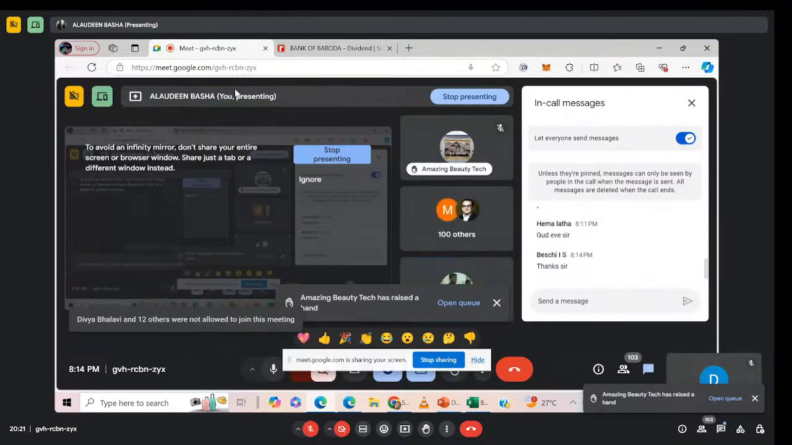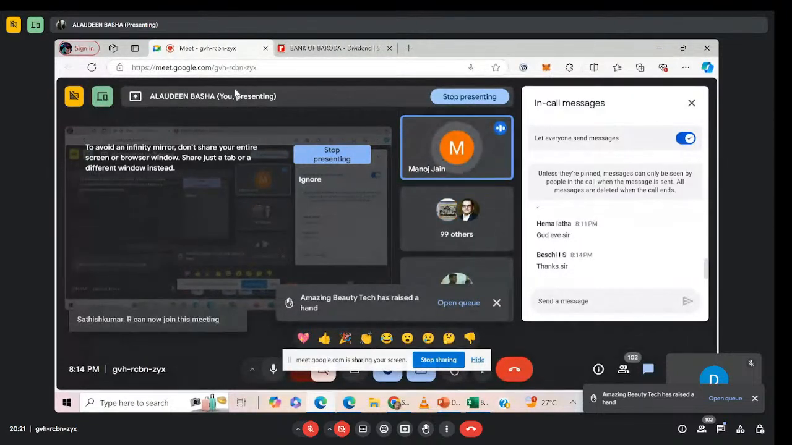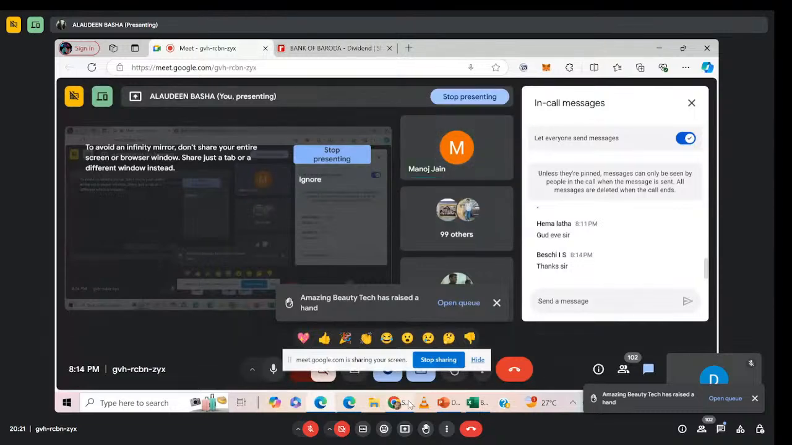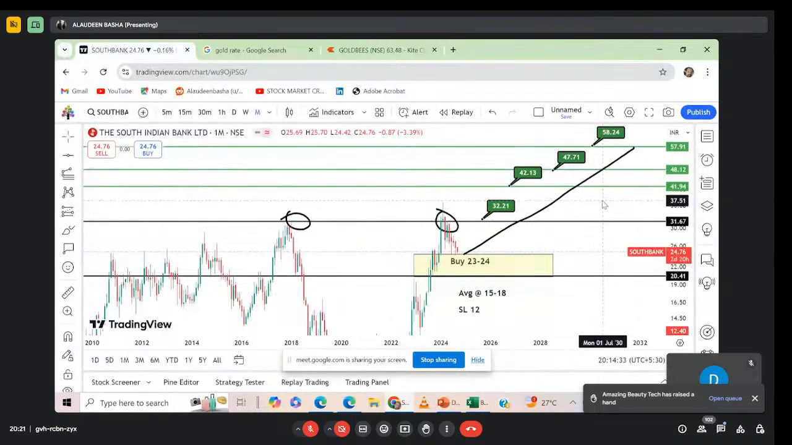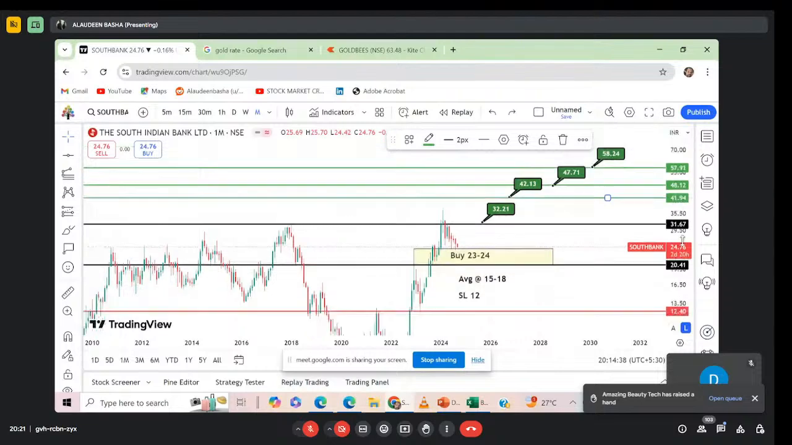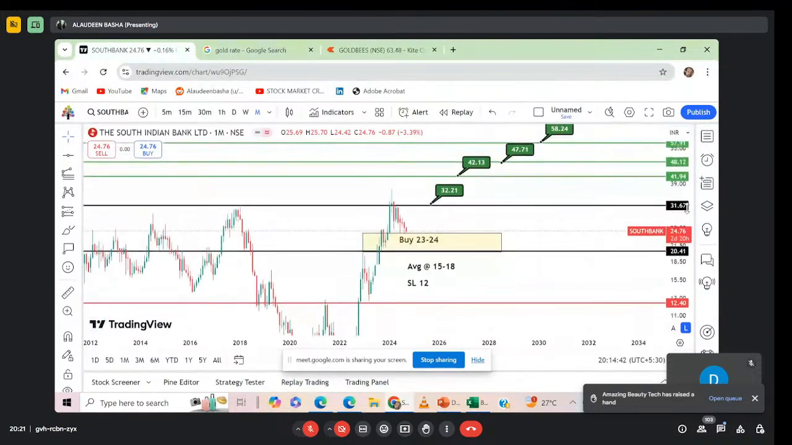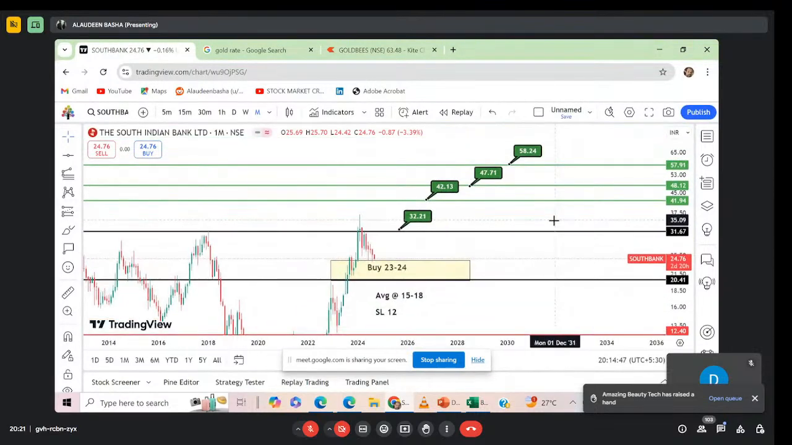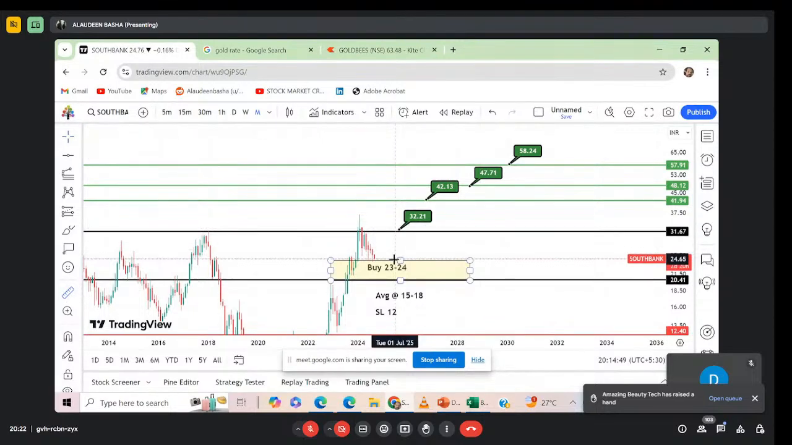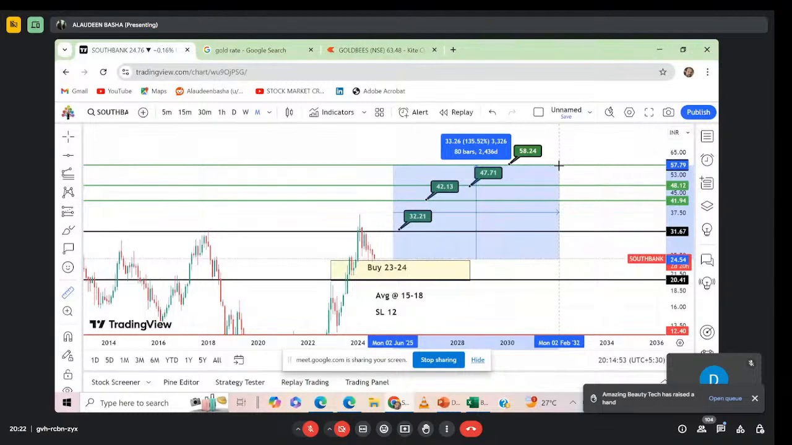Sir, in South Indian Bank, what was the duration? How do we know tentatively when the amount will double? Sir, for the long term, you cannot predict the duration. Long term means you need to wait at least 3 years, minimum 3 years, maximum 5 years, for achieving the multi-bagger. This target may take 3 to 5 years.